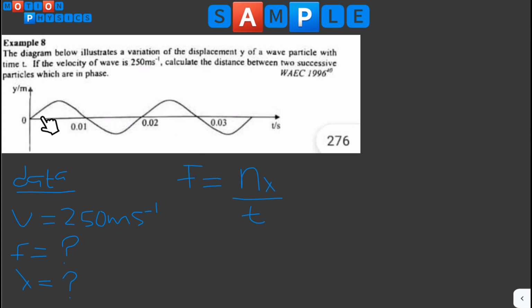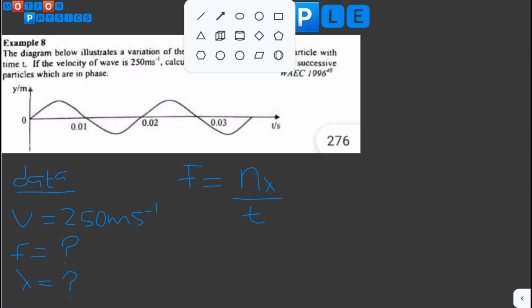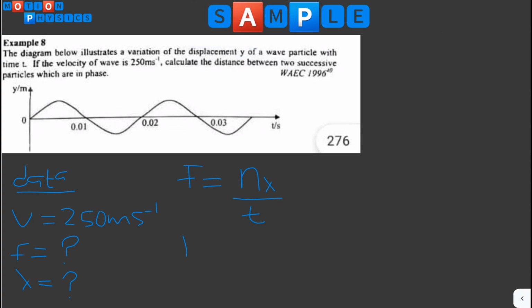Now here it is. Recall I've been saying this loop here and this loop here makes one wavelength, this loop and another loop. So there are two wavelengths here, but we're asked to calculate the distance between two successive particles. So we are calculating for just the distance of one wavelength. So it becomes f equals 1 over, and what's the time for one wavelength? 0.02. So from this place to this place is one wavelength, which is 0.02.